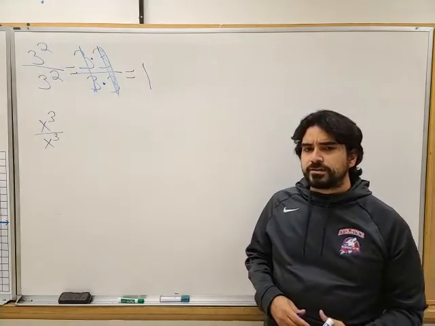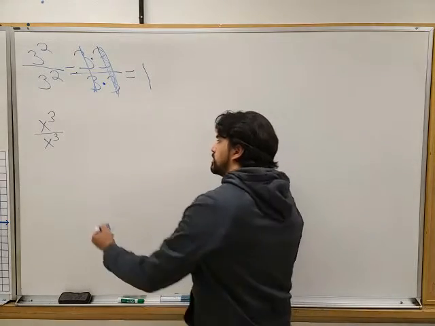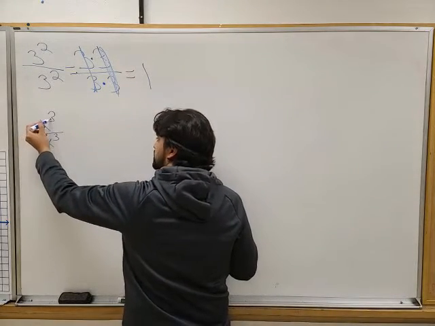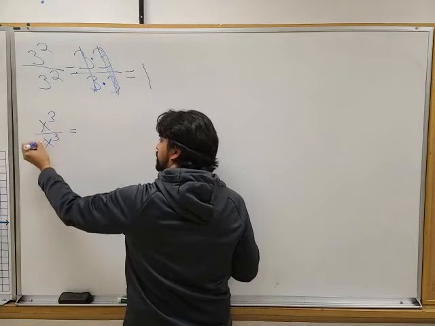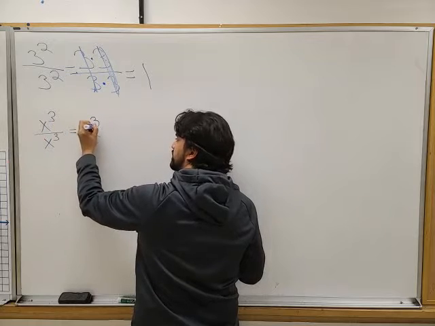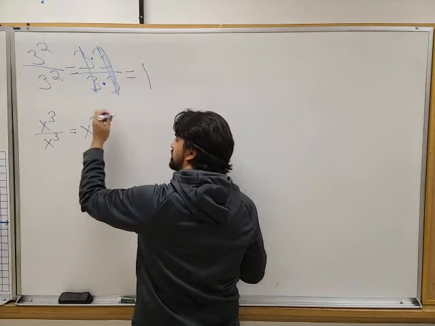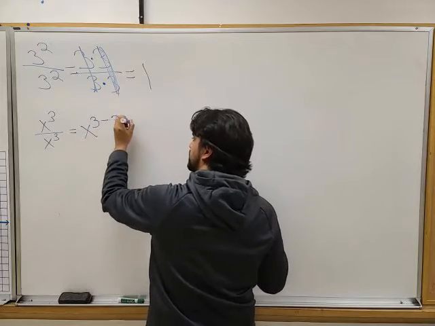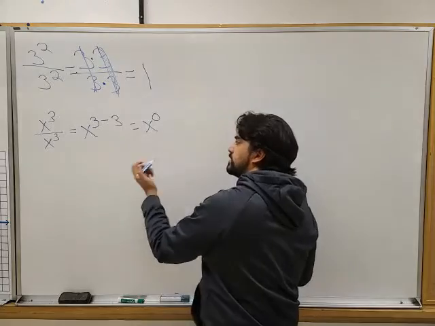Now, let's go ahead and try another one. But this time, let's use the quotient of a power. So we have x to the power 3 over x to the power 3. Remember, when the bases are the same, we could subtract the exponents when we're dividing. So it'll be x to the power 3 minus 3, which equals x to the power 0.